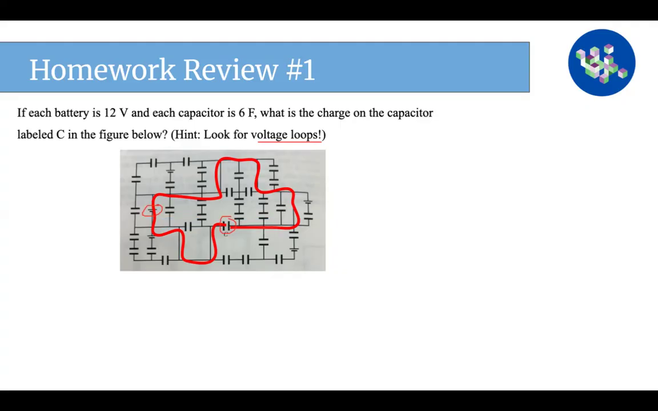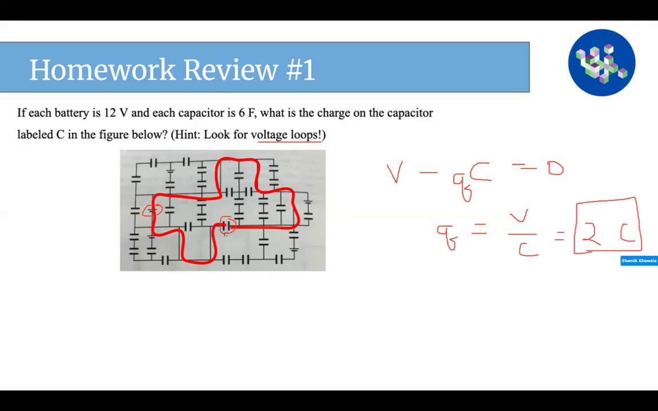Because of the voltage loop rule, we just have V minus Q/C equals 0. Therefore, the charge on the capacitor is just V over C, which equals 2 coulombs. Does everybody get that? Any questions? Okay, next slide then.